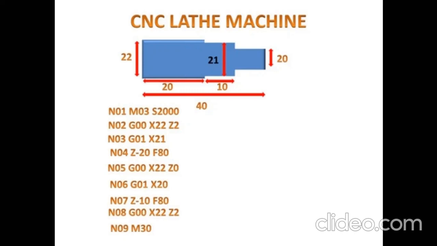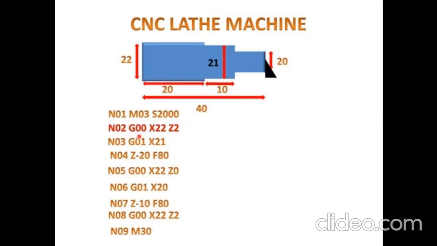Now your second step is represented by red color. Now you can identify N02 is your second line of a command. Sequence number second.